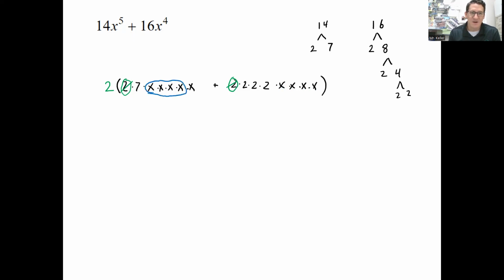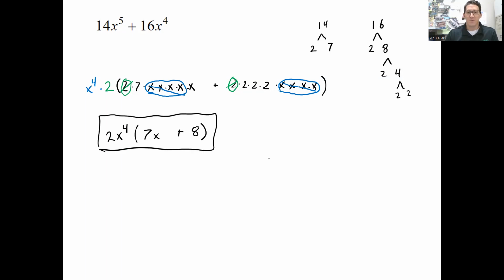So instead of just doing each x individually, you can get 4 x's here. So I'm going to take out 4 x's. 4 x's is going to be x to the 4. Right? And then bring it all back together. So x to the 4th times 2, I'm going to write that in the order we're used to seeing it, so it's 2x to the 4th. There's a 7x left over here, plus 2 times 2 times 2 is 8. So there is our factored form.